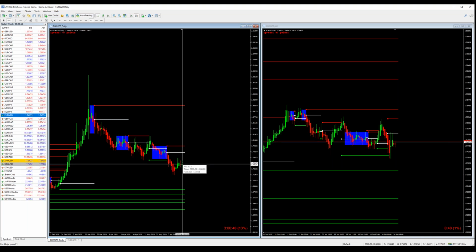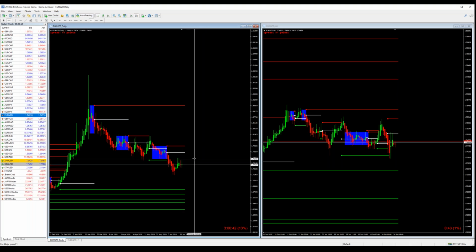I would probably, because you got a red candle here, I would probably stick to the short side. If you have to make a trade, if this is one of your pairs that you're following, personally, I'd probably stick to the short side.